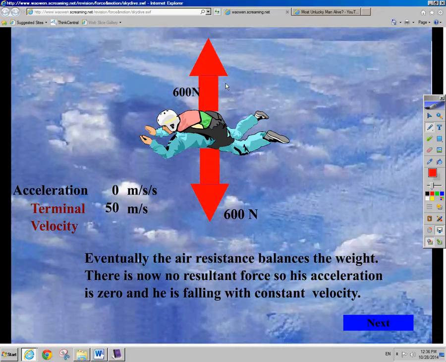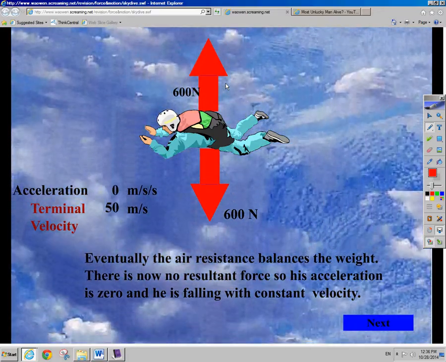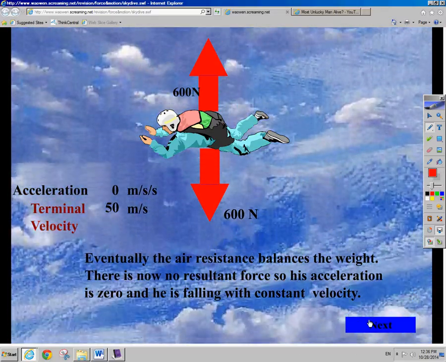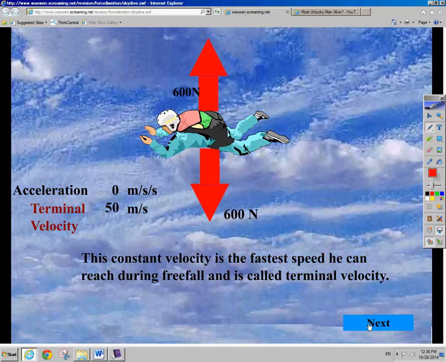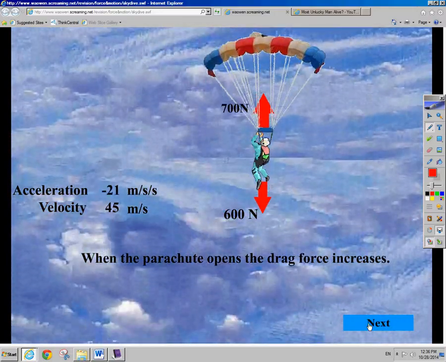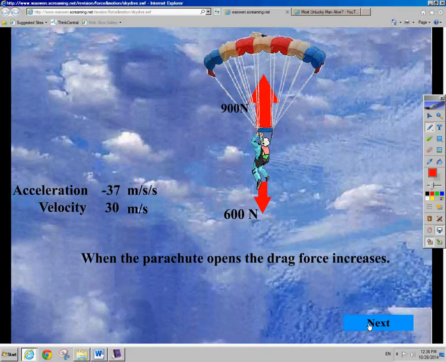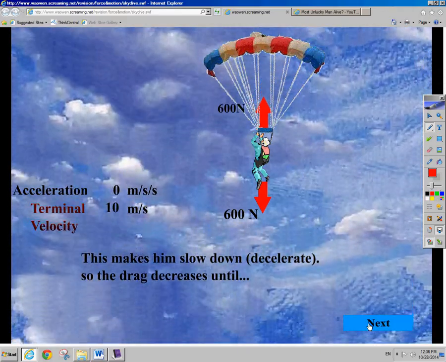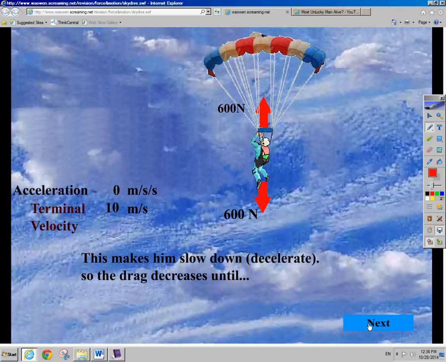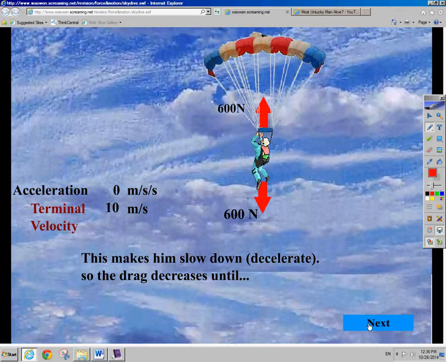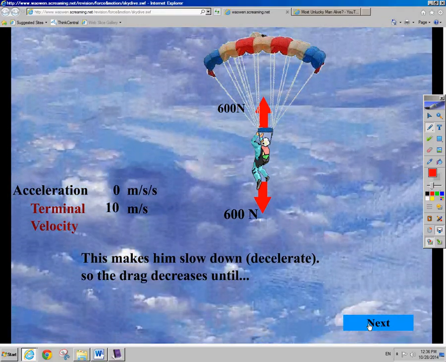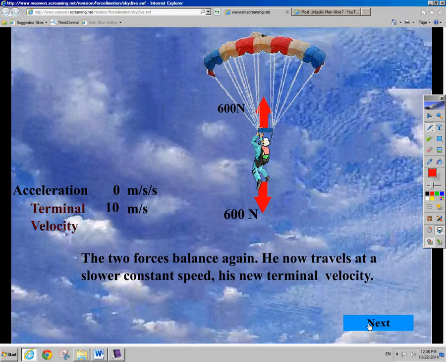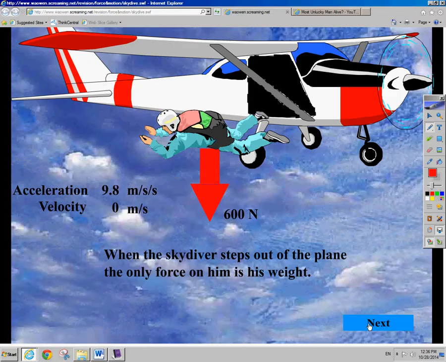That's kind of like what happened when he opened up the parachute. You open the parachute. Do you see how that increases the air drag force? It slows his velocity down, and now he's traveling at the new terminal velocity. Does that answer your question? Yeah. And once again, the two forces balance out.